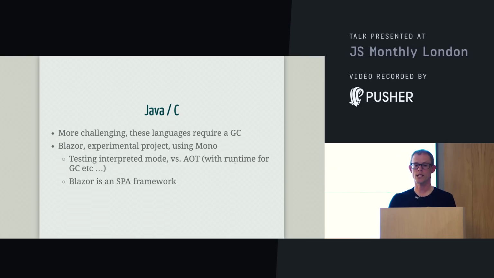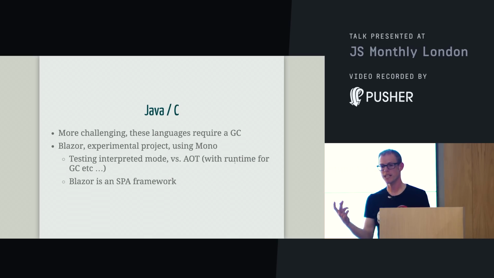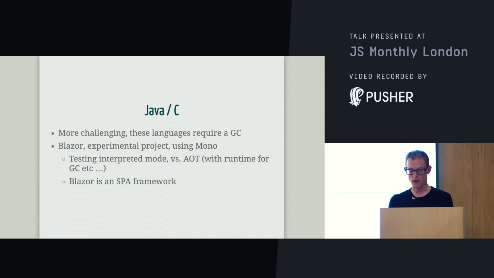There's an experimental project called Blazor that's become an official, I think, ASP.NET experiment, which uses Mono, some of you may be aware of Mono, as a way to run Java and C# within WebAssembly. And what they're doing is they're experimenting with a couple of different ways of doing it. One of them is interpreted mode. So they've basically taken the runtime and compiled it to WebAssembly, and they're executing C# DLLs directly within the browser. The other one is ahead-of-time compilation. So they're actually compiling the DLL directly to WebAssembly. And they're experimenting with these two side by side.